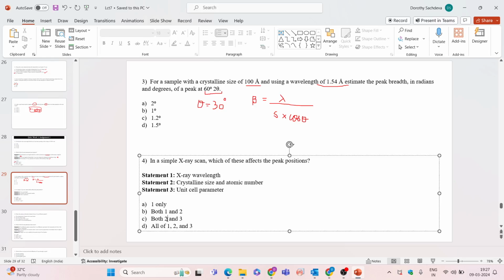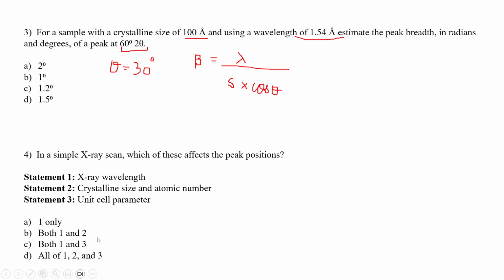So option C, which says both statements 1 and 3 are correct, should be the correct answer to this question. That says that the peak positions in your X-ray scan will be affected by the wavelength of your X-rays and the unit cell parameters, but not by your crystallite size and the atomic number. These will affect your intensity and the FWHM of the peaks, not the positions.